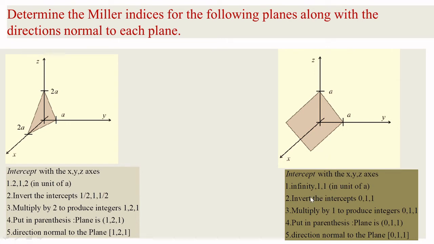So then you want to invert the intercepts. If you invert the intercepts, that is 0, 1, 1. So 1 by 0, sorry, 1 by infinity is 0. 1 by 1 is 1, 1 by 1 is 1. Multiply by 1. If you take the LCM, you will be getting 1. So if you multiply, you will be getting 0, 1, 1. For plane and direction, it is represented like that.